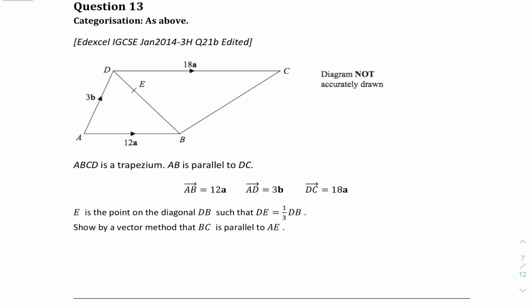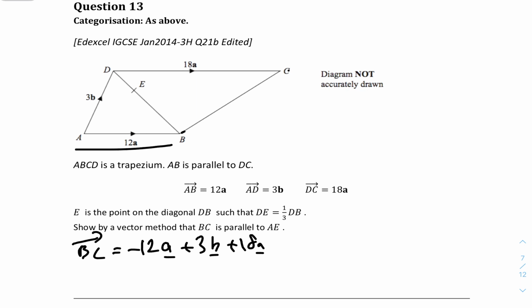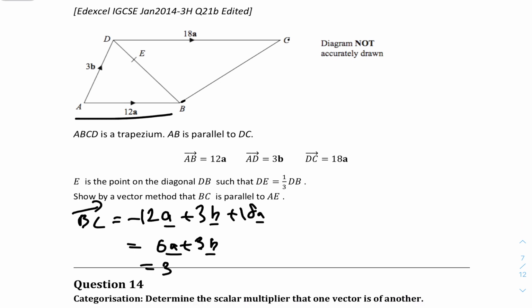Question 13: E is a point on the diagonal DB such that DE equals a third of DB. Use the vector method to show that BC is parallel to AE. So we can first find what BC is. BC equals, from here to here, minus 12a this way, plus 3b, plus 18a. That will get you 6a plus 3b, or if you factorize it, 3 times (2a plus b).